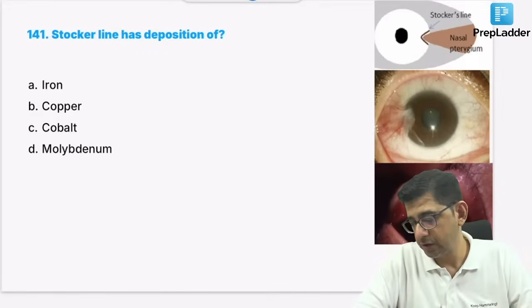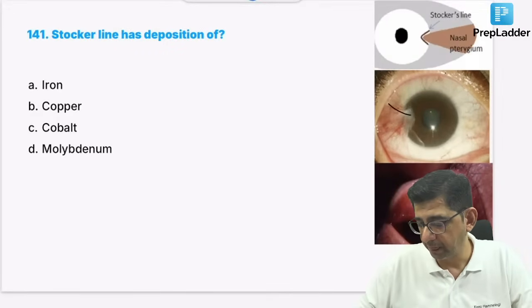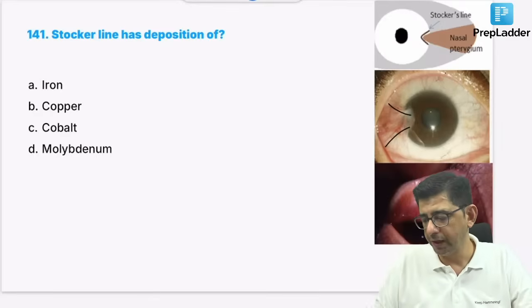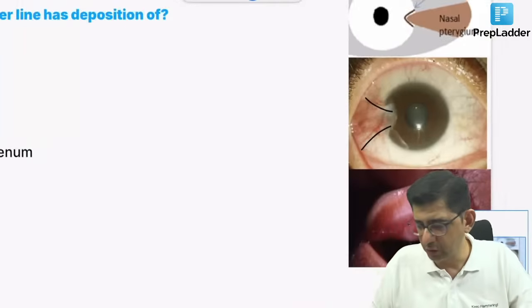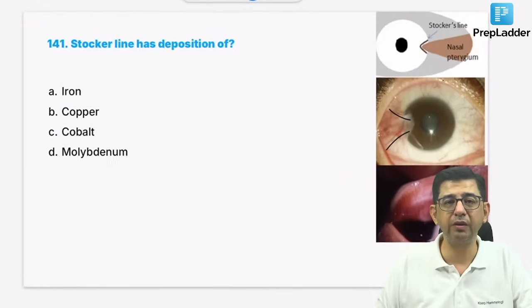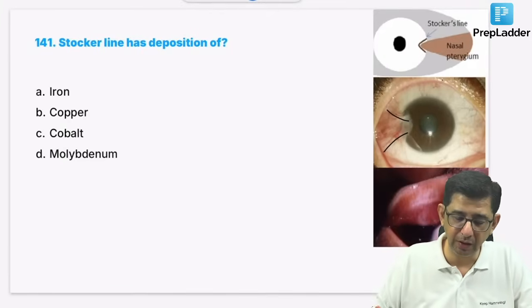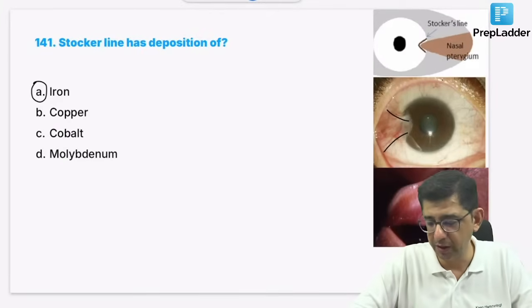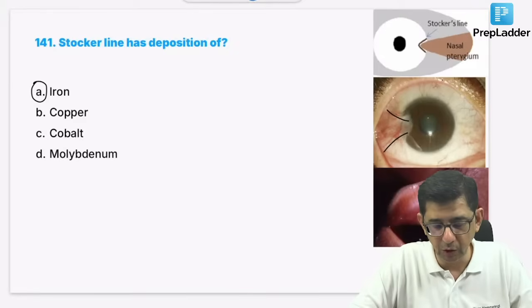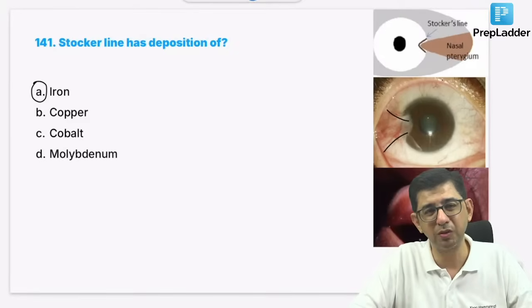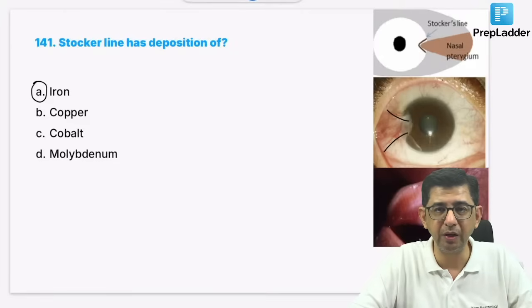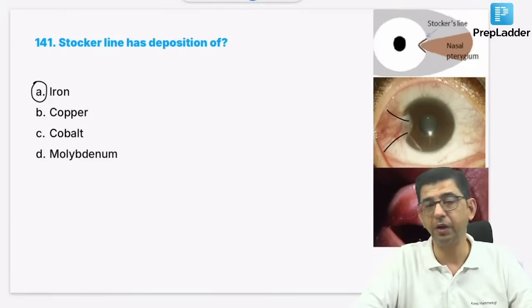Then is the question in which a patient is having a pterygium, and there would be a line which is not very much visible to the naked eye. We might require a slit lamp for examination, but anyway the theory part is clear. Stocker's line would have deposition of iron. So the answer in this question would be option A, and the rest are dummy choices: copper, cobalt and molybdenum. It's mainly iron as a pigment that gets deposited. So the answer to 141 will be option A.